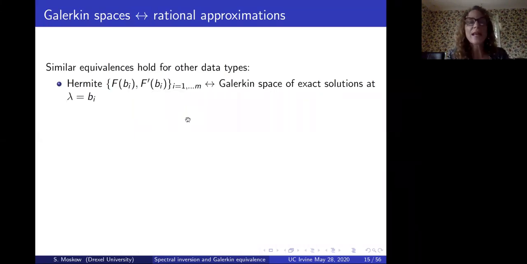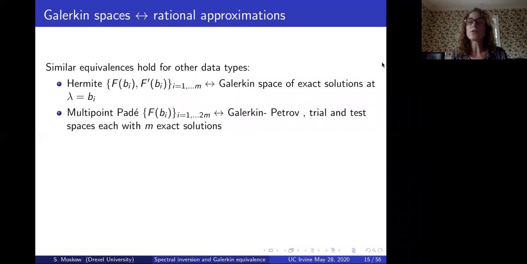So I mentioned that the data doesn't have to be in this format, so I just wanted to say a little bit about that. So Hermite is when you're given data in the form of point values and derivative values at the spectral points. And in this, we're getting a Galerkin space of exact solutions. But if you don't like derivatives in the data, what would happen? Well, you could also do multi-point Padé, meaning that instead of matching derivatives, you're matching 2m point values.